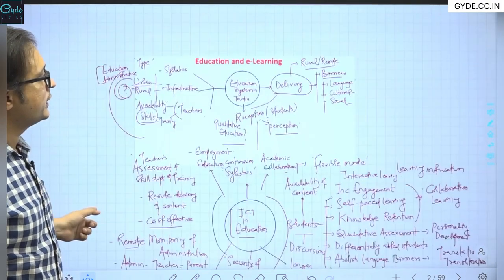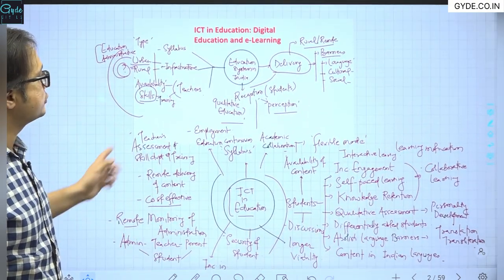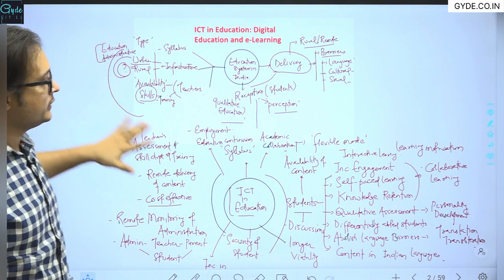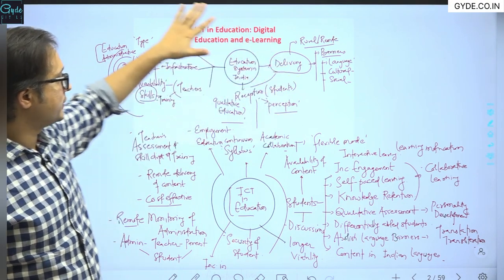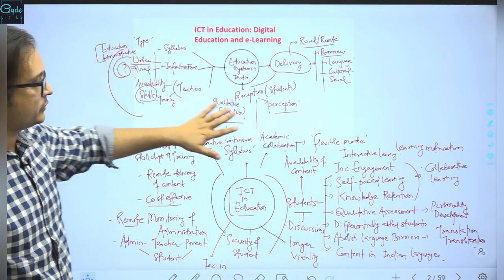So we have seen that the education system does have particular problems, right? And the nature of the problems is with delivery, syllabus, infrastructure, teachers, qualitative education, etc.